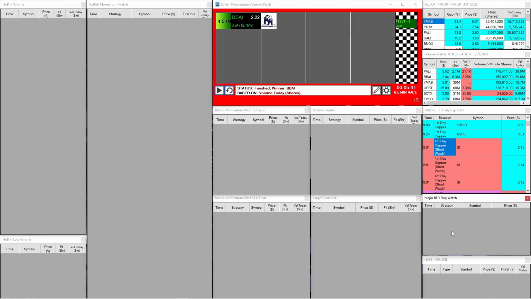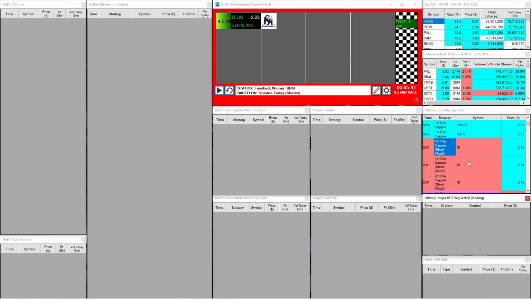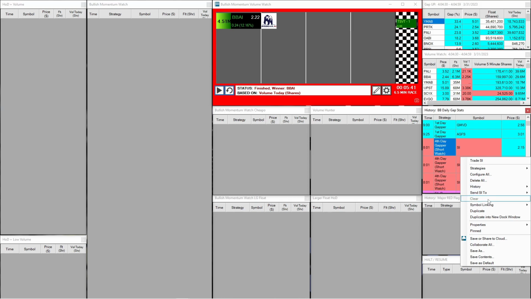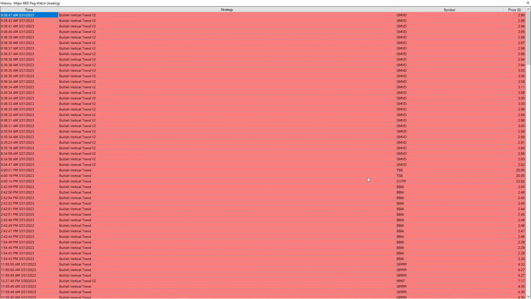So sometimes you'll see on this list, let me see if I get the results. So same thing, I'll get all the results again. Let me clear this one. Go to real time. All right, so on the bullish vertical trend, we can see there on this major red flag watch. So a lot of traders that come in here will assume that this is just for those major red flags or those major red candles. And it's not just to find those major red candles. It's also to let us know if there's a bullish vertical trend.